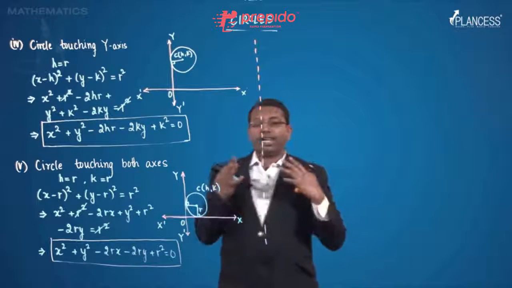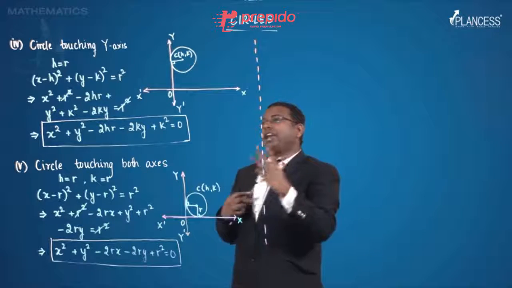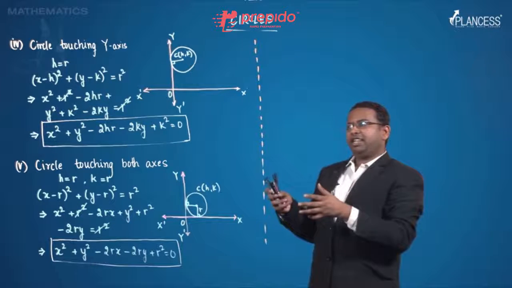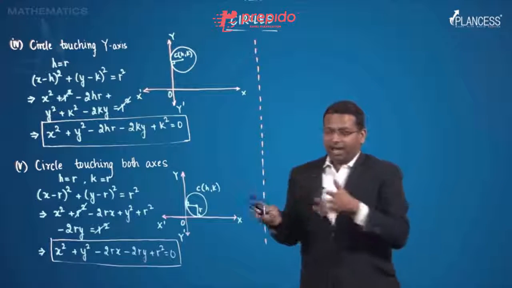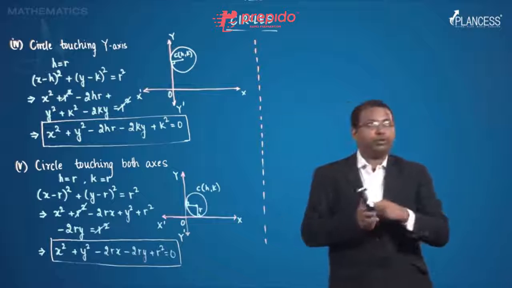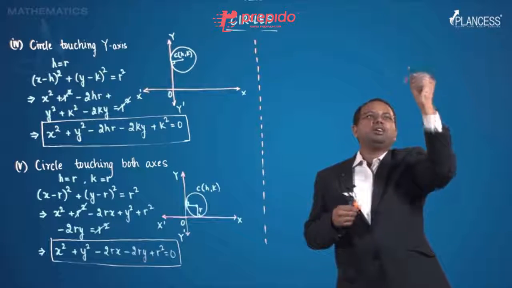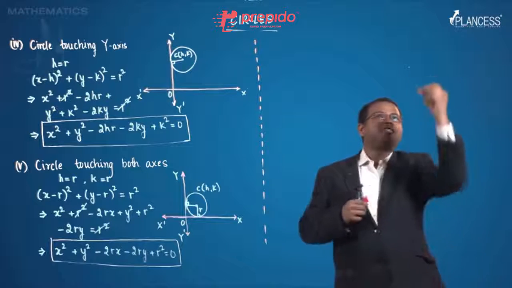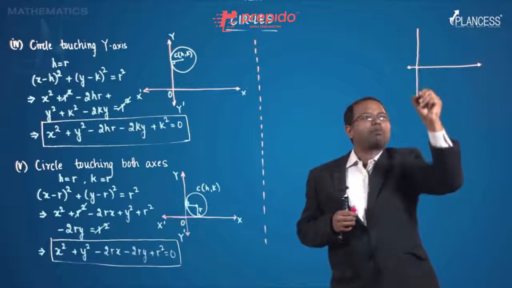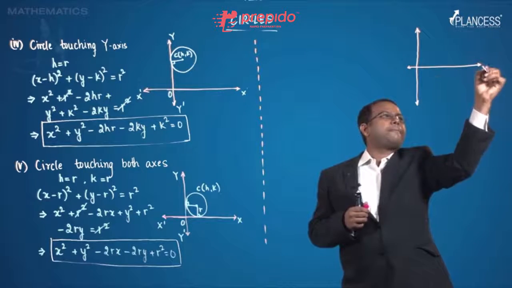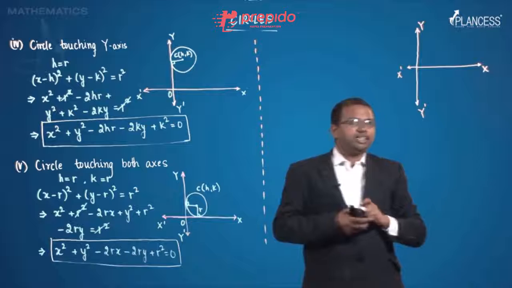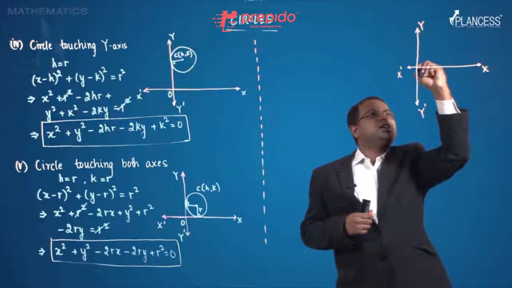What next? What next figure you can imagine? Where can you put the circle now? Do you have any idea? How about the circle touching, let's say, the x-axis, or let's say the y-axis, and the center lying on the other axis? So let me first draw the diagram for you. So here let us first draw our coordinate axis. And let us say our circle is this circle.